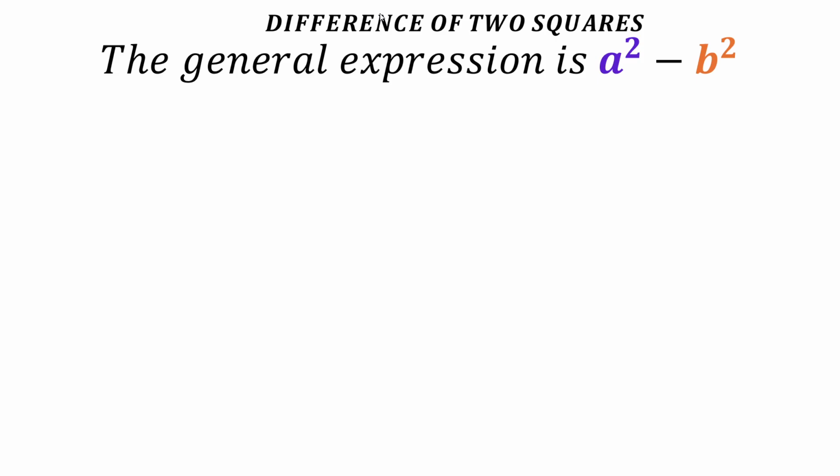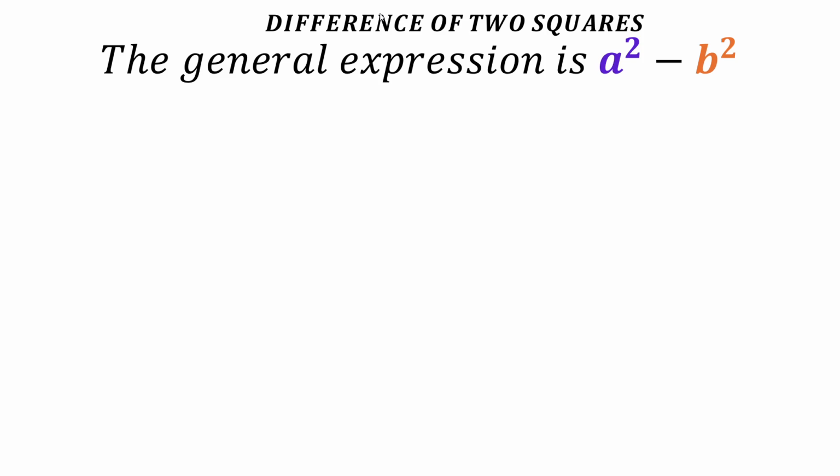Okay, so if you talk about the difference of two squares, we mainly use an expression to represent the difference of two squares, and the expression is a squared minus b squared. Now this is just a general expression representing the difference of two squares.